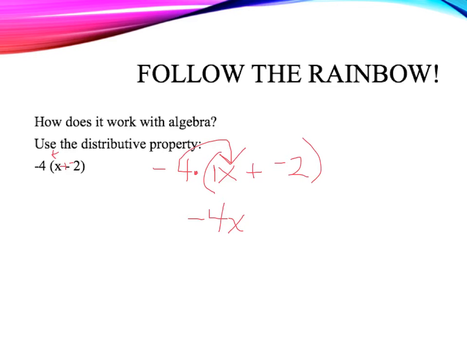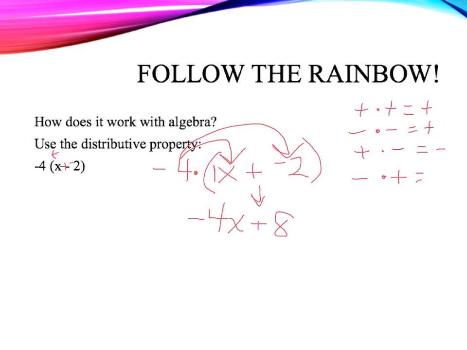And then I'm going to go ahead and bring my plus sign straight down. And I know that I have a negative 4 times negative 2. And remember my rules, a negative times a negative gives me a positive. So I have 4 times 2, which is 8. And just a quick reminder that if you have a positive times a positive, you get a positive. A negative times a negative, you get a positive. A positive times a negative gives you a negative, and a negative times a positive gives you a negative.